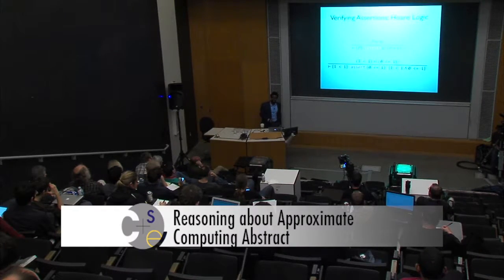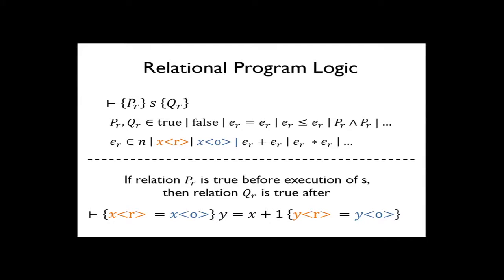But again, what we want to implement is this relational reasoning. We want to verify relationships. And the way we're going to do this is by modifying our Hoare logic to actually now refer to values in our original program and also our relaxed program. So here, what's going to change is the way that we're going to reference variables.